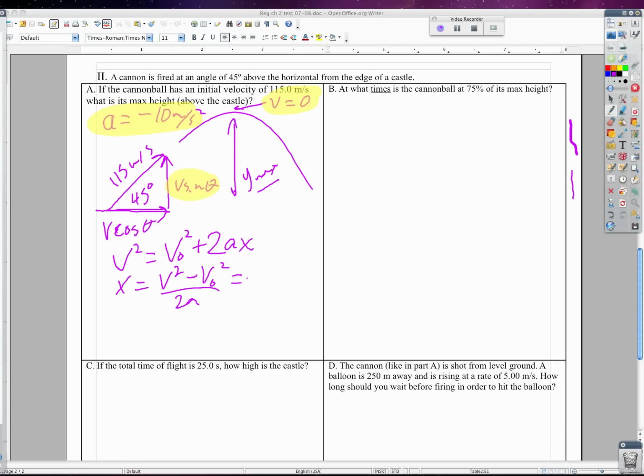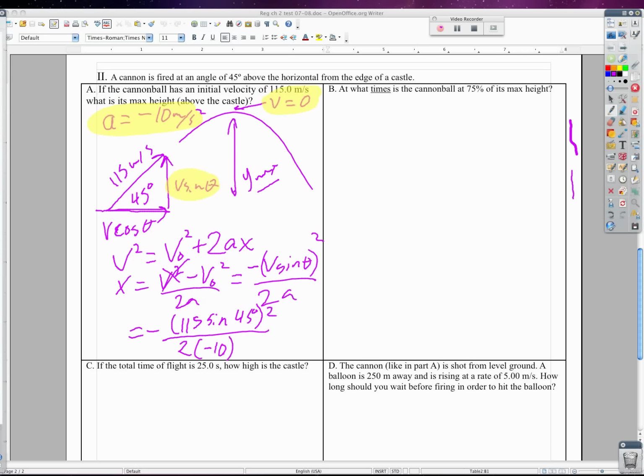The initial velocity squared. So that gives, let's go with equal. So that becomes 165 and 82, so like 240 something? 247. 247 meters. So at what time is this at 247 meters?